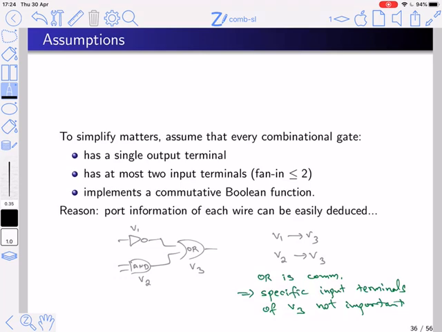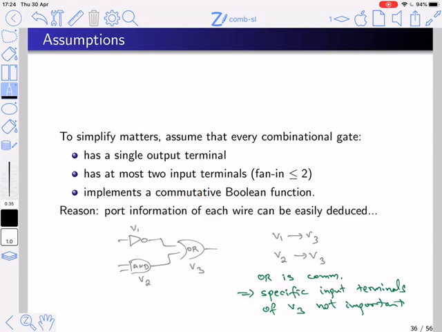To simplify the exposition of simulation, we will make a few assumptions. First assumption is that every gate has a single output terminal, unless it's, of course, an output gate. We have at most 2 input terminals per gate. The fan-in is bounded by 2. And the gates we have, in case they have an in degree of 2, implement a commutative Boolean function.